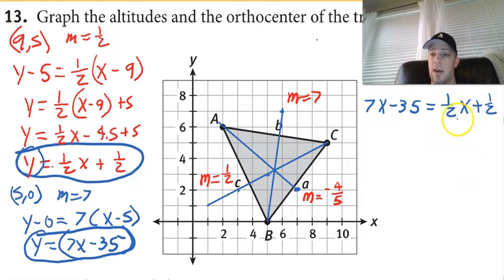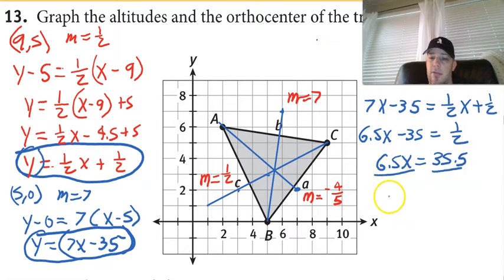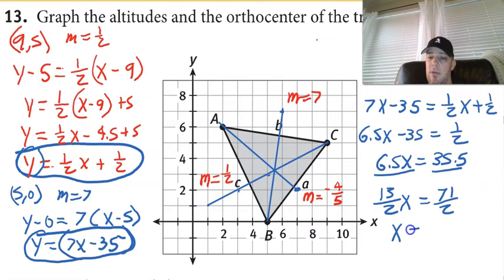So subtract 1/2 x from both sides. So add 35 to both sides. Let's say we wrote it as a fraction, 13 halves x equals 71 halves. Dividing both sides by 13 halves, dividing by a fraction is the same thing as multiplying by its reciprocal.